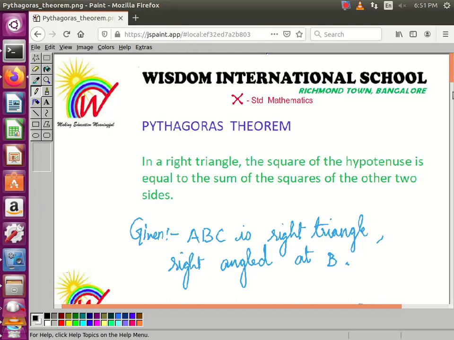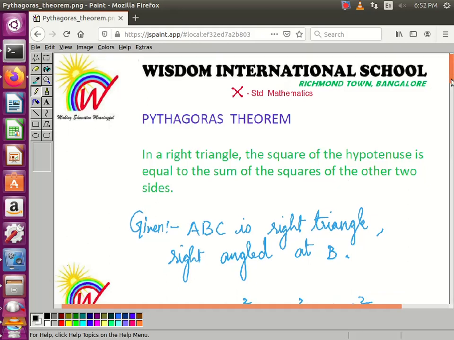Okay, so now the theorem goes like this. In a right triangle, the square of the hypotenuse is equal to the sum of the squares of the other two sides. So we all are familiar with this, right? As an equation, the hypotenuse square is equal to the sum you get when you add the other two sides after squaring them. So this, as a statement, you have to memorize it. Okay, so now we'll just start proving it.